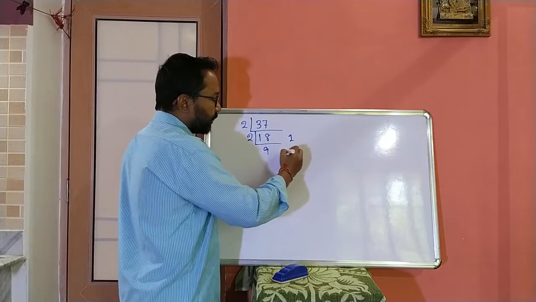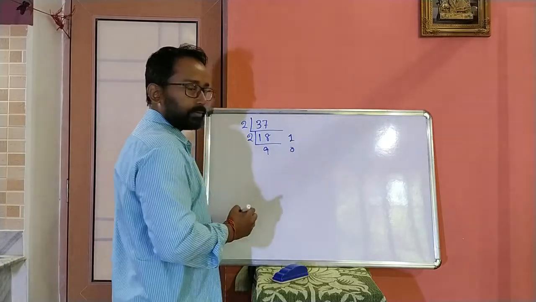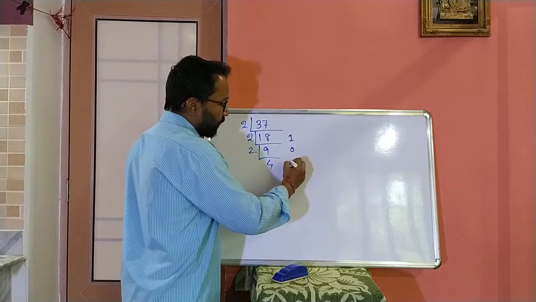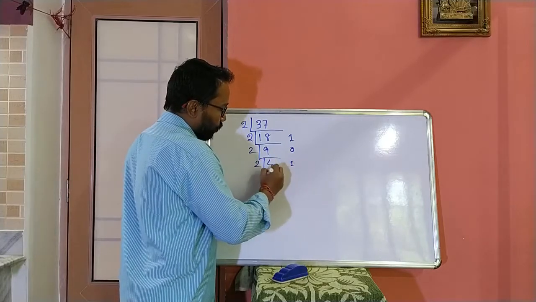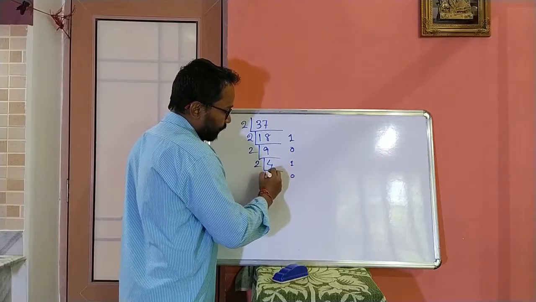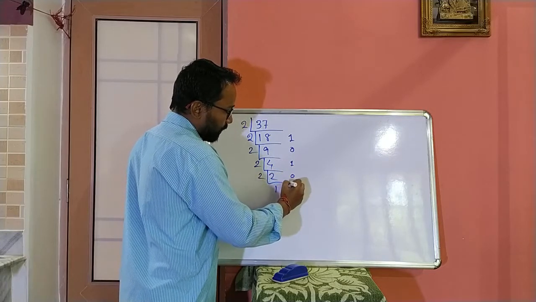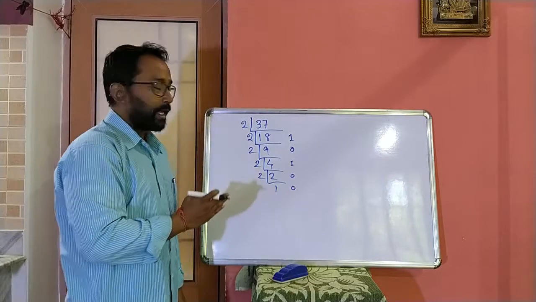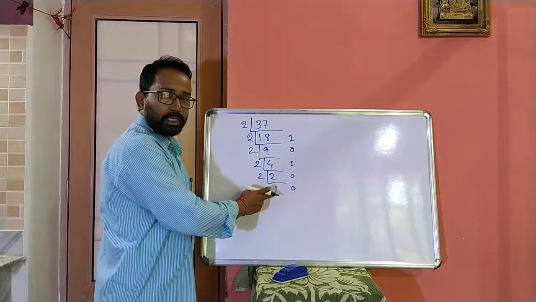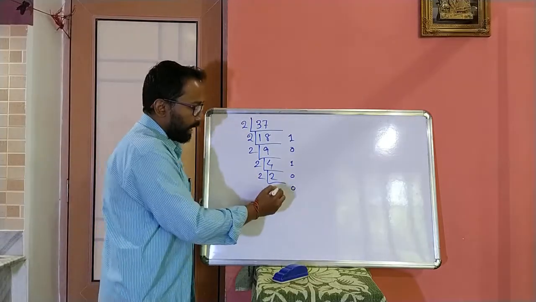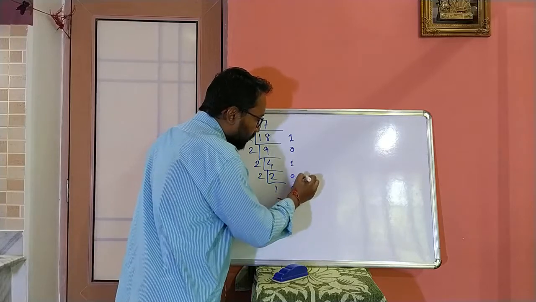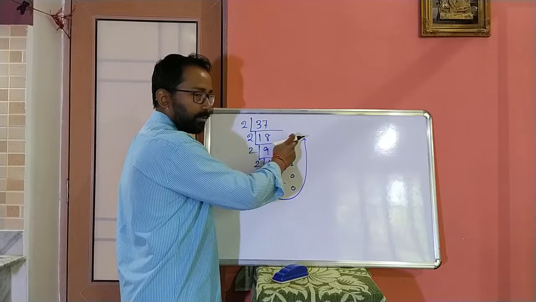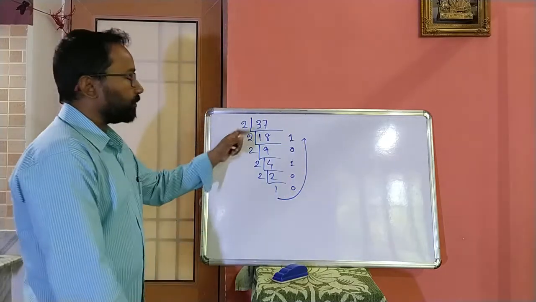9, remainder is 0. Put it here. Then 2 4s are 8, remainder is 1. Write it this side. 2 2s are 4, remainder 0. 2 1s are 2, remainder 0. So this way we will continue until we get 1. So here the quotient is 1. At this moment you stop and you read out all these remainders starting from the last quotient till the first remainder to get the binary equivalent of this number.